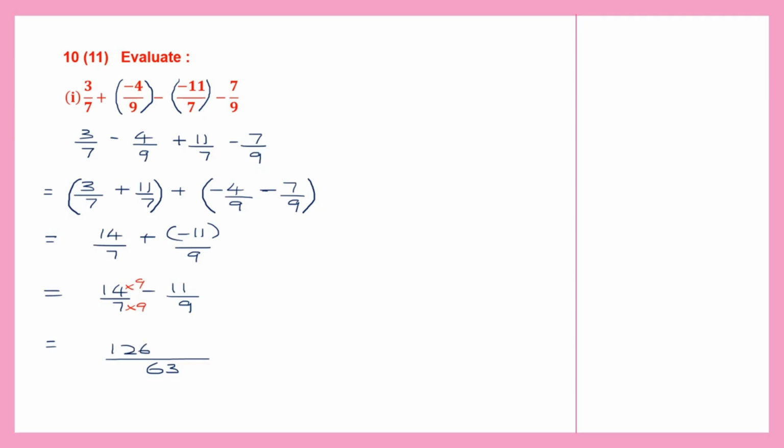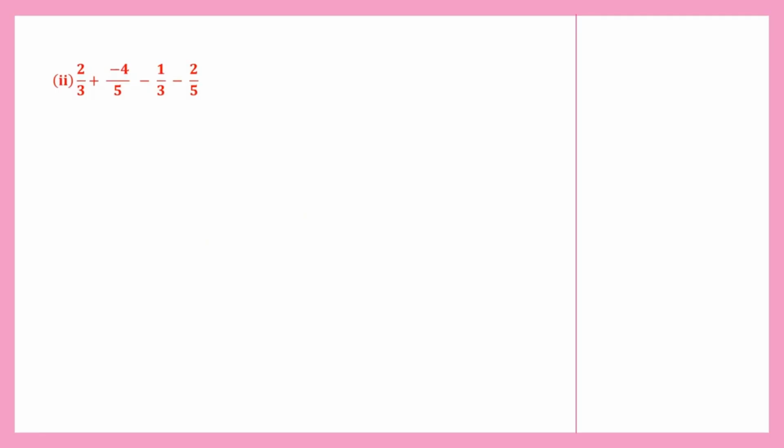Now on the other side, 9 7s are 63. So 11 7s are 77, so that is minus 77. 126 minus 77 is 49. 49 by 63. Now look carefully. Both 49 and 63 are in the tables of 7, isn't it? So we can cancel. 7 7s are 49, 7 9s are 63. So we have a new rational number, 7 by 9, and this is our final answer, 7 by 9.